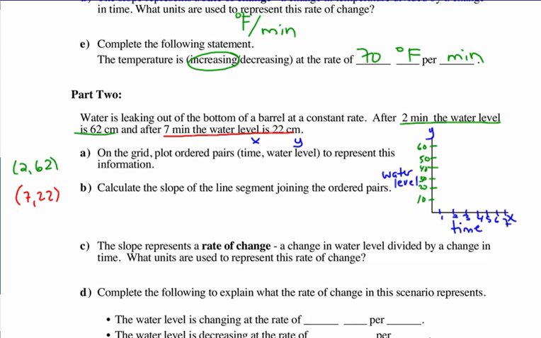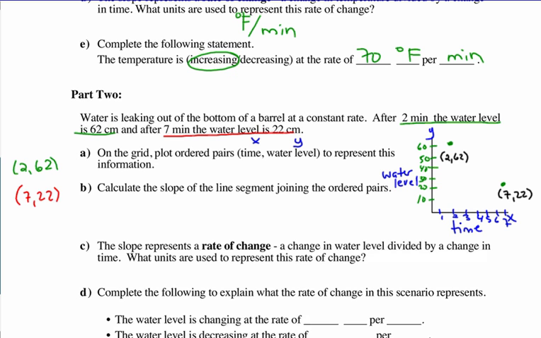Okay, so our first point at 2 minutes, we're at 62 centimeters. And at 7 minutes, we want to be at 22. So there's our 2 points. I'm going to put those on there. It's really helpful to label your points and put them on the graph so that if we have to calculate slope, they're ready to go. So 2 and 62 and 7 and 22.